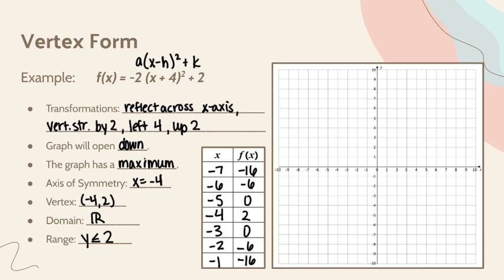And your table should look like this. And then you would plot your points that you're able to. So negative 6, negative 6. Negative 5, 0. Negative 4, 2. And back down. And our parabola looks something like this. All right, so now we have graphed an example in vertex form.